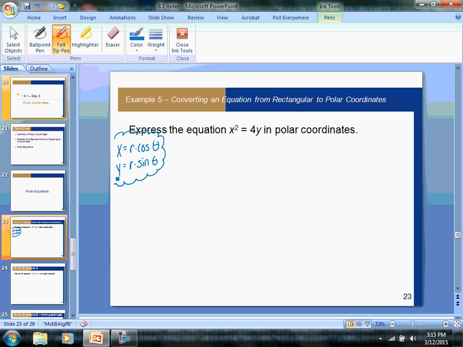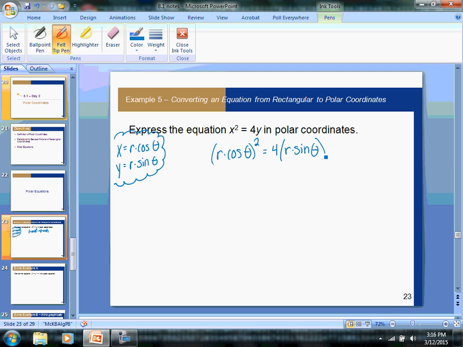So if we're dealing with x squared right here, we have x is r times cosine theta. So what we're going to do is substitute the r times the cosine theta for the x. And we're going to do that for the y as well. We'll leave the 4, but the y we're going to replace now with r times the sine of theta. So I'm switching out those rectangular coordinates and putting in the polar value for those coordinates.